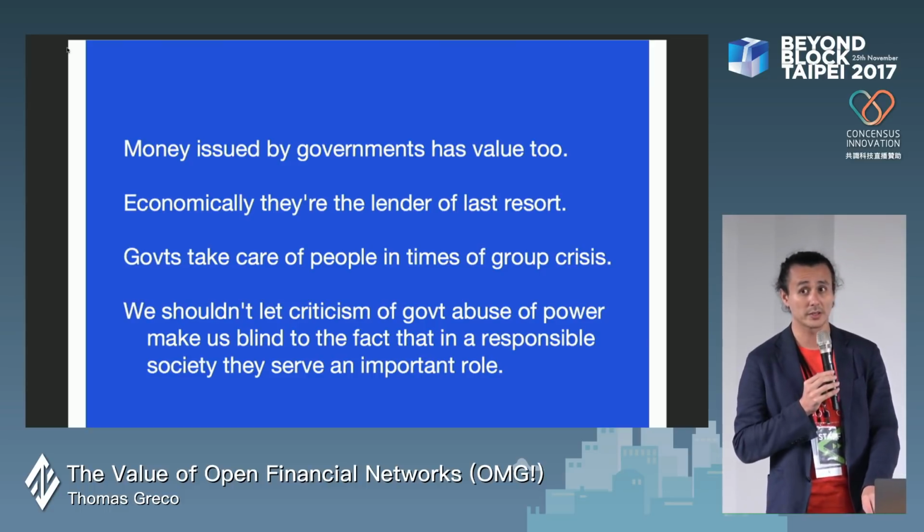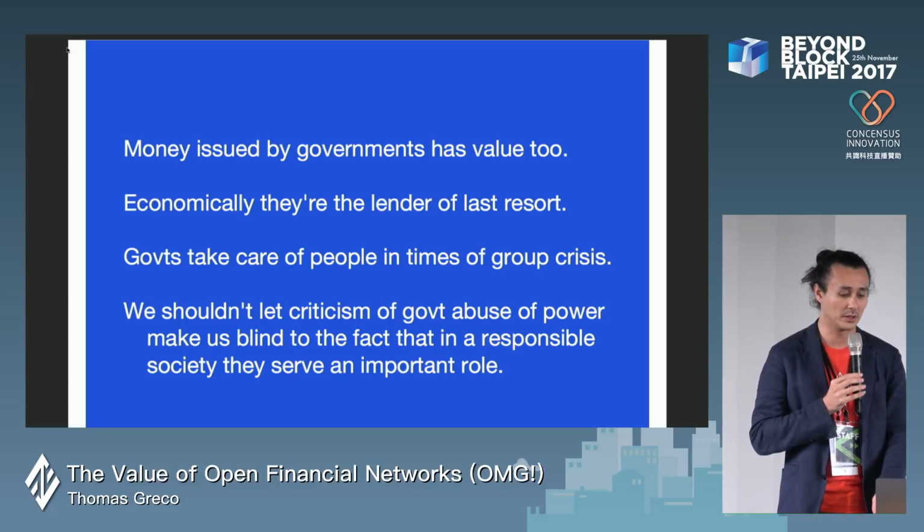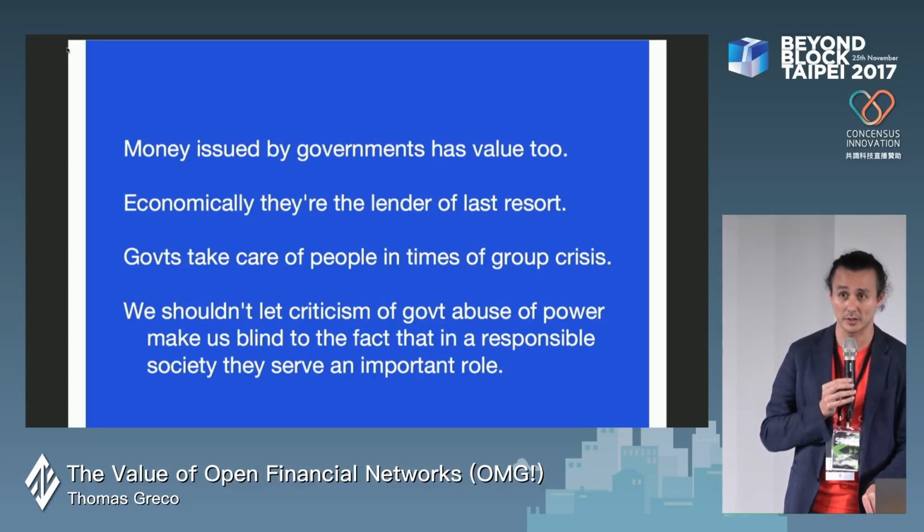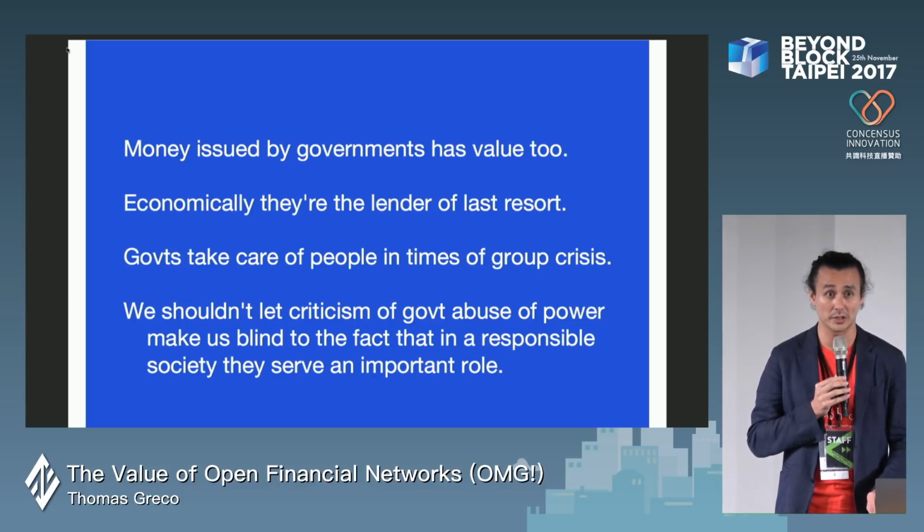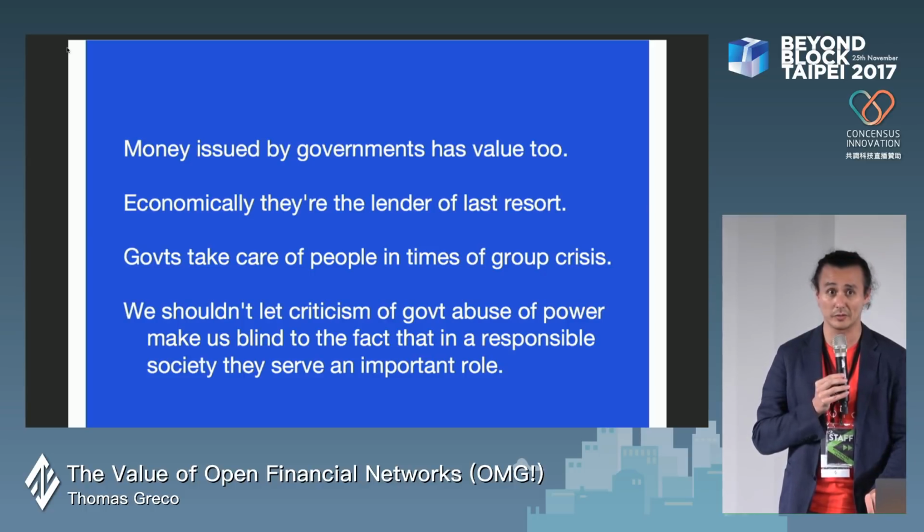So we should not let criticism of government abuse of power make us blind to the fact that in a responsible society, government also plays a role. This may involve government involvement in monetary supply.